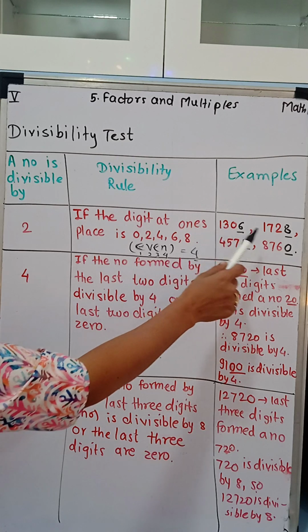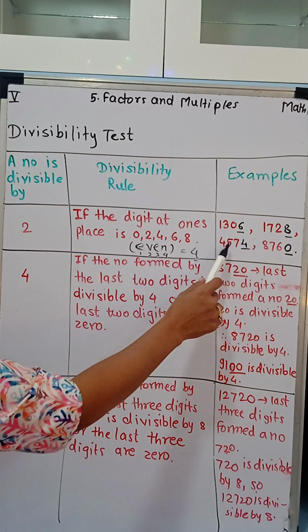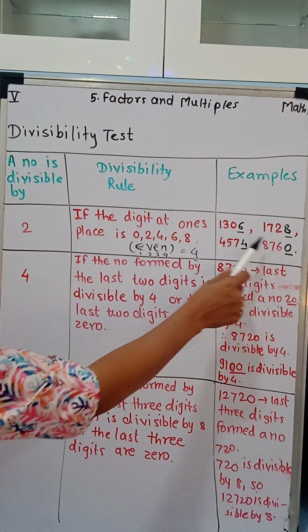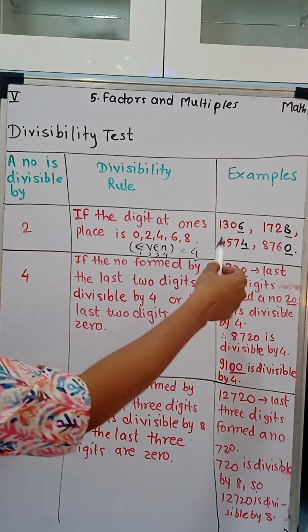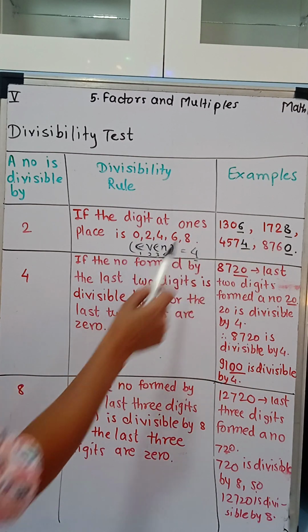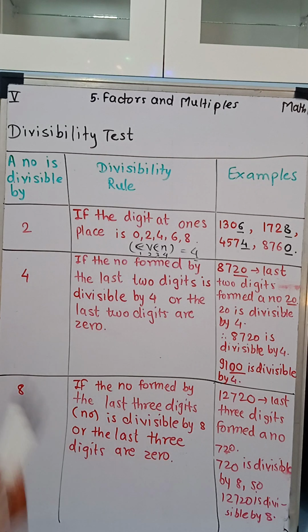So 1306, 1728, 4574 and 8760: each one has an even digit at the ones place. So all the numbers ending with these digits are divisible by 2. Now it is the same again for 4 as well.